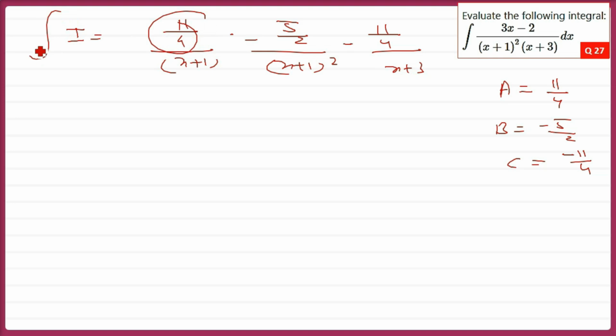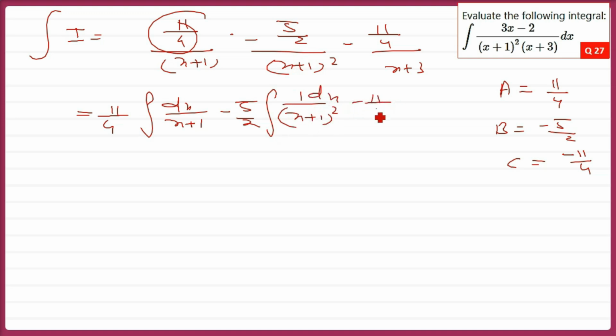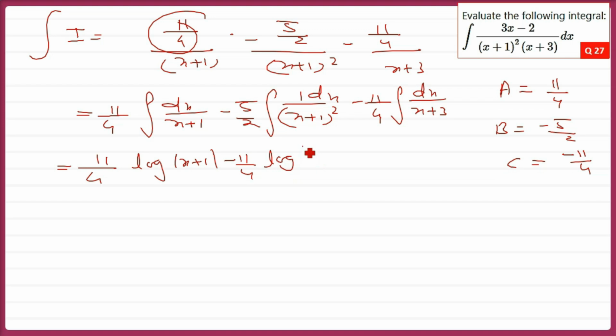Now I'll take this outside. If we are integrating, this constant can be taken out. We will integrate dx divided by x plus 1, then minus 5 by 2 times the integration of 1 by x plus 1 whole square dx, minus 11 by 4 times the integration of dx divided by x plus 3. So this 11 by 4, I'm writing first and the third together. That means we'll take the second one later. So 11 by 4 log x plus 1 minus 11 by 4 log x plus 3. Don't combine them with the log a minus log b formula, because 11 by 4 can be taken outside and you'll be tempted to do a log a minus log b.